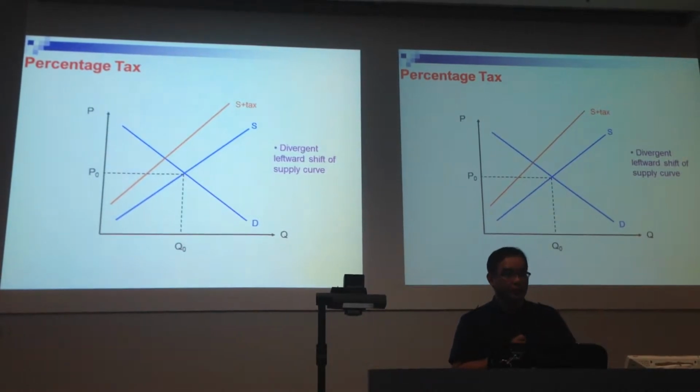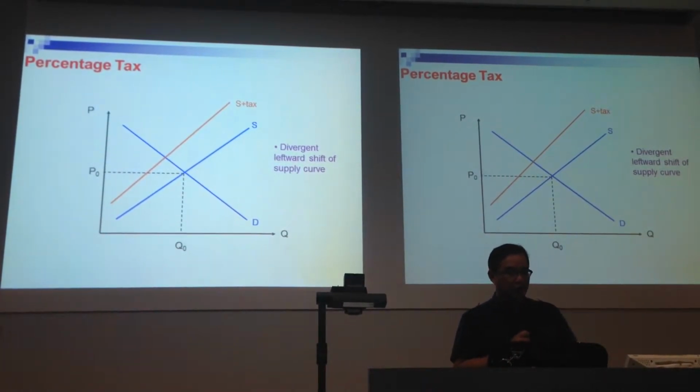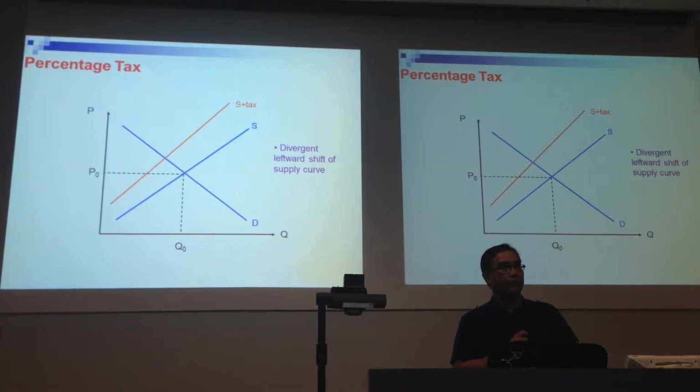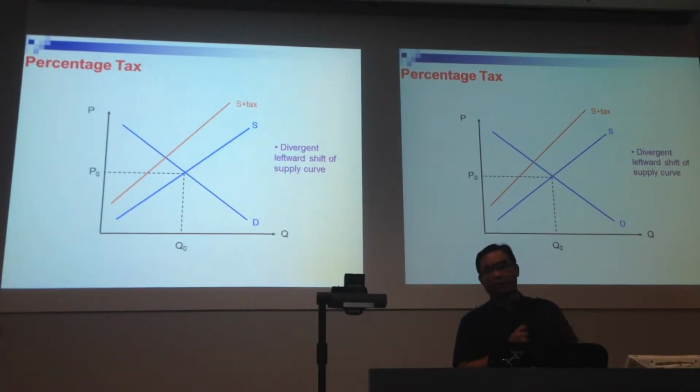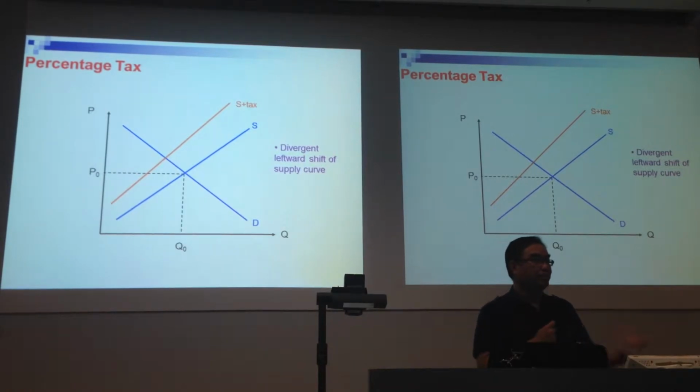But for a percentage tax, the shift will be a divergent shift, because at higher prices, the per unit tax will be higher because it's expressed as a percentage of the price of the good.